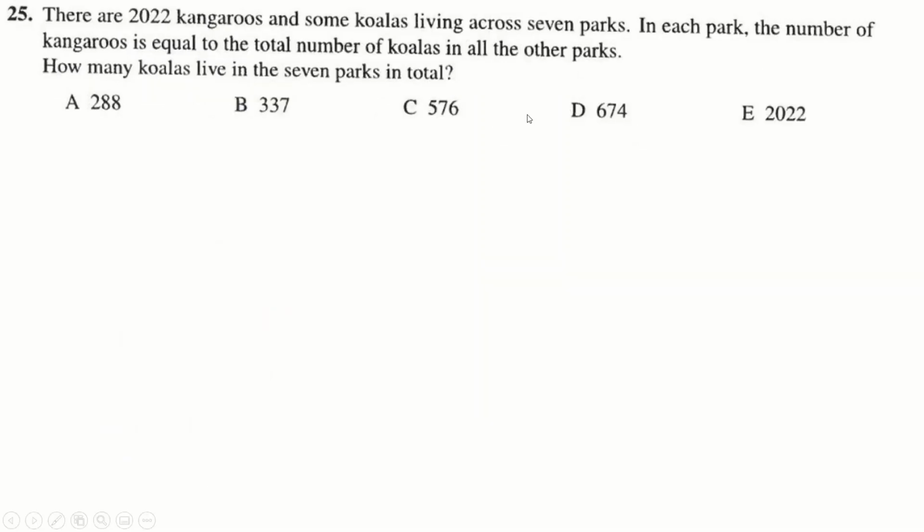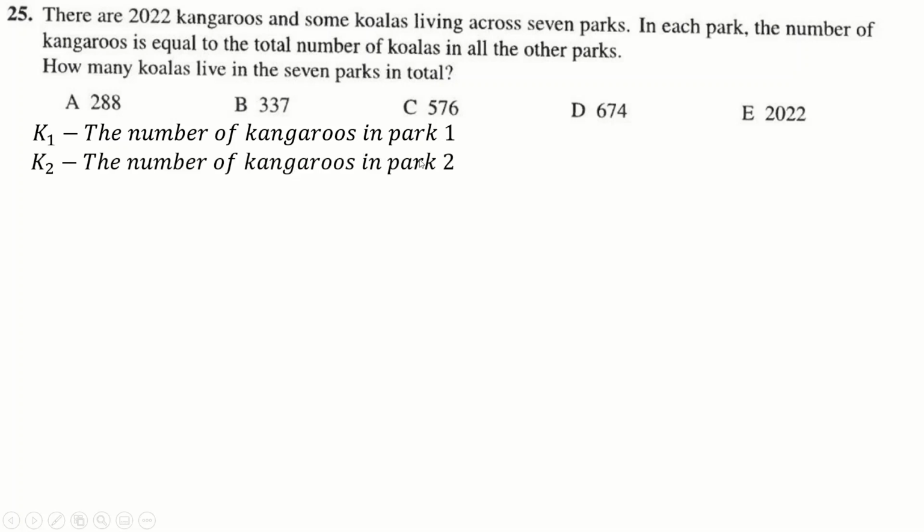There are 2,022 kangaroos and some koalas living in parks, in 7 parks. In each park, the number of kangaroos is equal to the total number of koalas in the others. So let's do some notation here. Let's call K1 the number of kangaroos living in park number 1, and K2 the number in park number 2. And likewise, now this is also K, which is annoying, so we'll just call it T. What I can say also is K1 plus all the way to K7 is 2022. That's just what this information tells me.